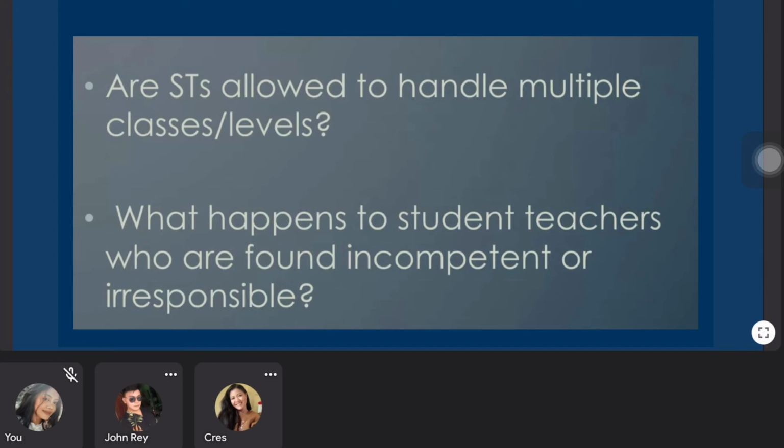Lastly, what happens to student teachers who are found incompetent or irresponsible? In this question, if we have seen some student teacher who is very incompetent, the action if they are irresponsible is that they will just be dismissed, which they deserve because they are incompetent and irresponsible in teaching.